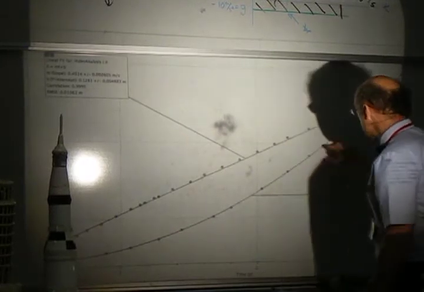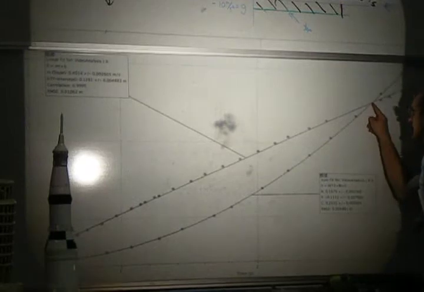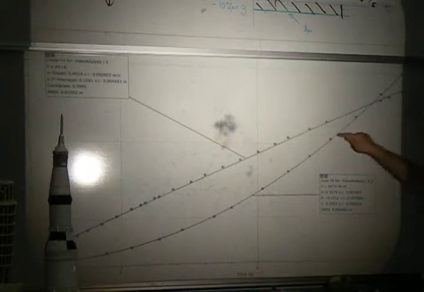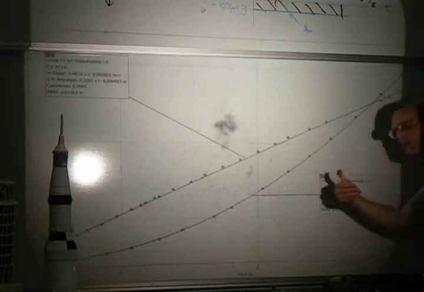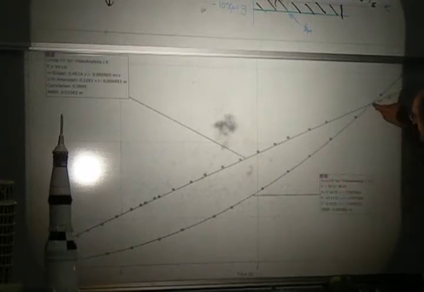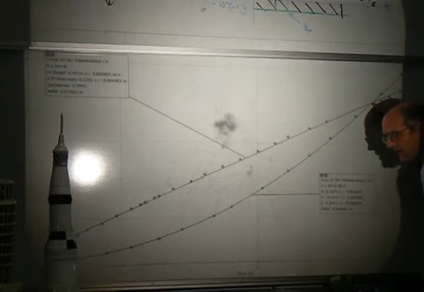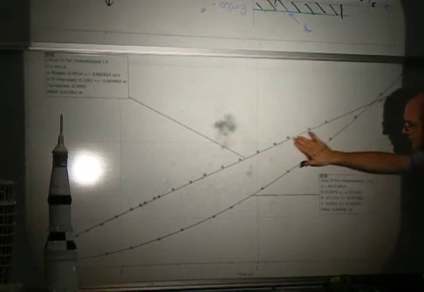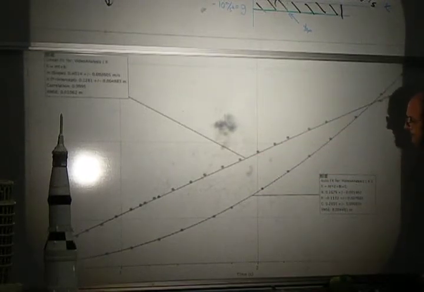Okay, this is where the two cars are at the same position. It's where the lines meet. And you'll notice that this curve here has a steeper slope than the other one. So that means the car that was accelerating, when it caught up to the other one, it was traveling faster. It actually turns out to be twice as fast as the speed of the car traveling at a constant rate.